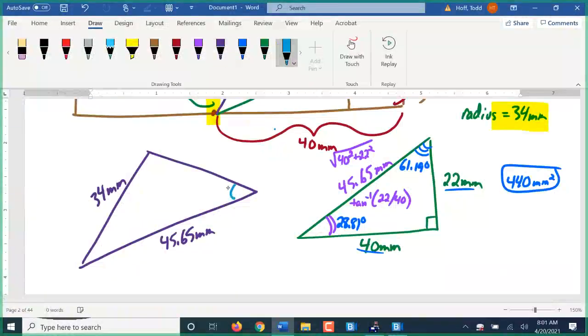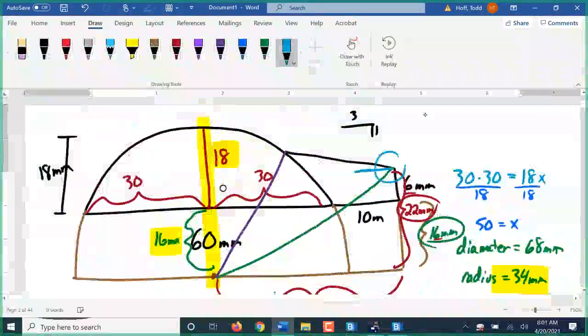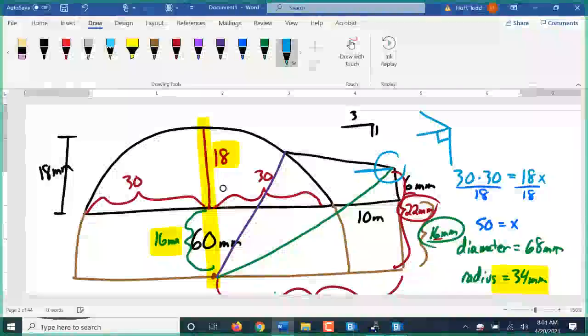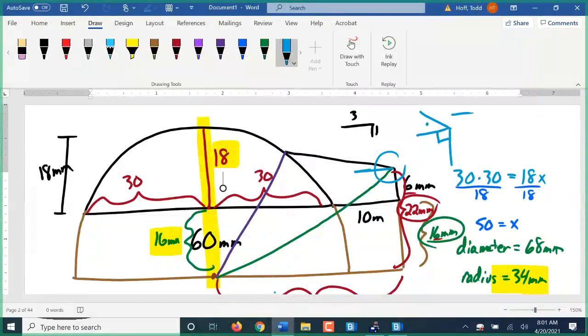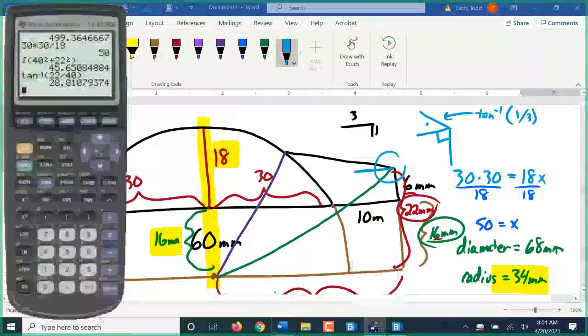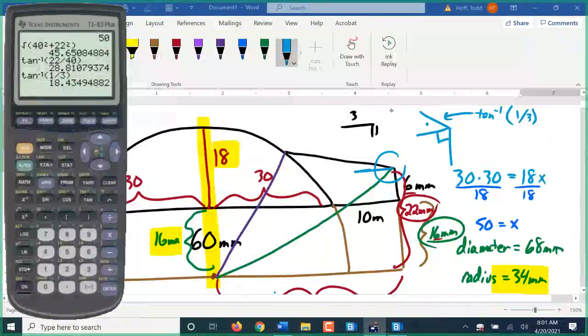Once again, I can find this angle up here. I'm looking at this angle here, which I'm going to split into two pieces. I have the right angle for the vertical and horizontal components coming together. This angle here is the inverse tangent of my aspect ratio, 1 to 3. I believe that's 18.43 degrees. It is 18.43.